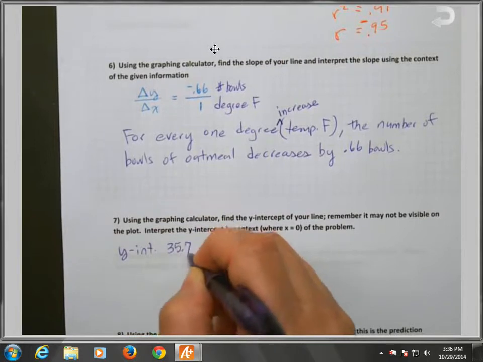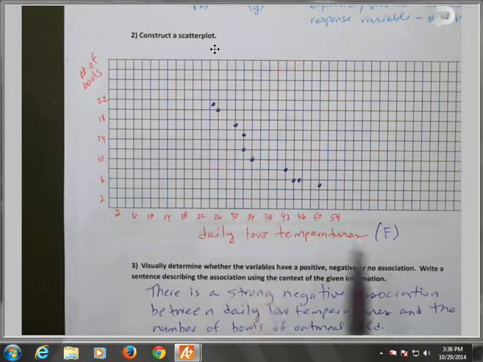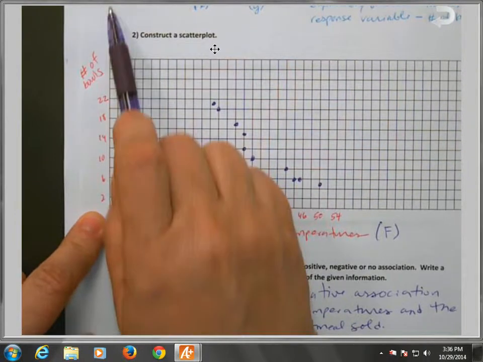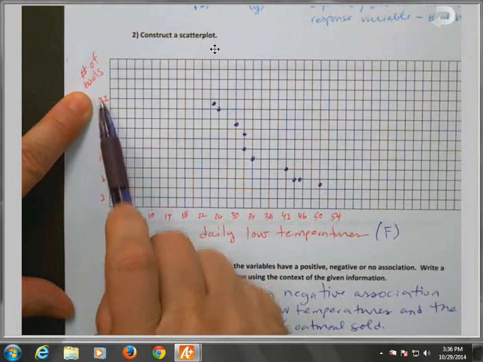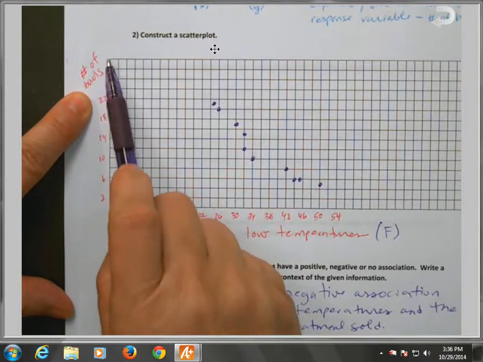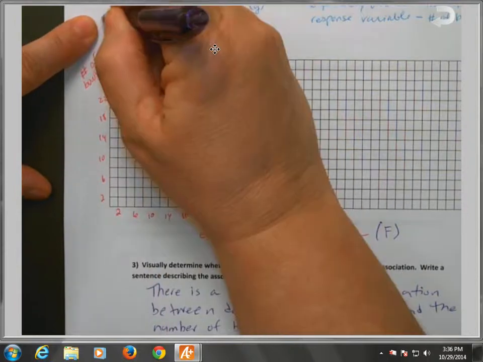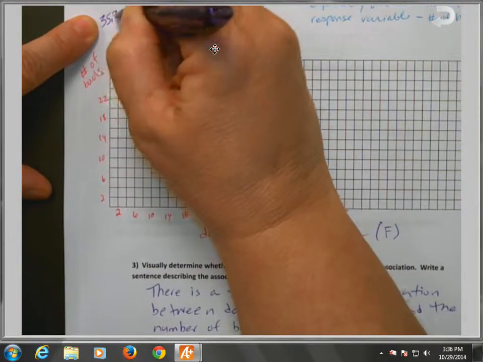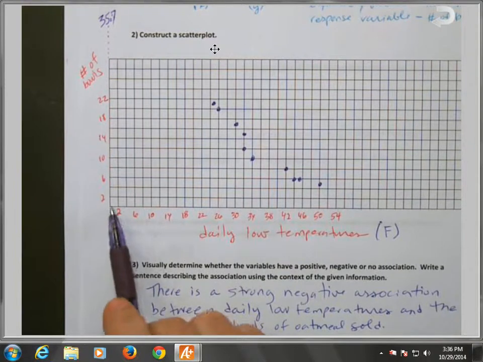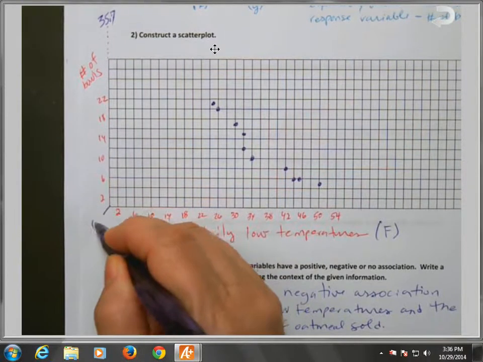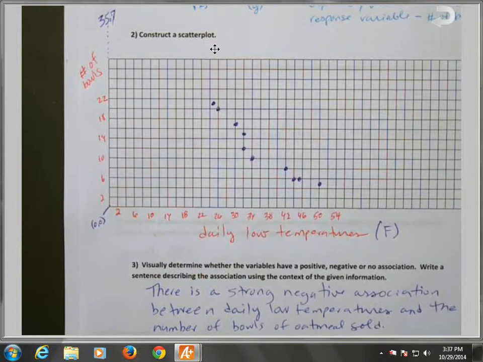Now you remember from algebra that the y-intercept is where whatever line we're going to draw on here crosses the y-axis. The y-axis is way over here. And notice, there is no 35.7 here. It goes up to 22, 24, 26, 28, 30. Somewhere way up here is going to be 35.7. And it is, in fact, not on the graph. But it's there. It's way up there. So it only happens when x is 0. Okay? Remember, this is the origin. You don't have to have the origin in every plot you make, but it does happen to be there.